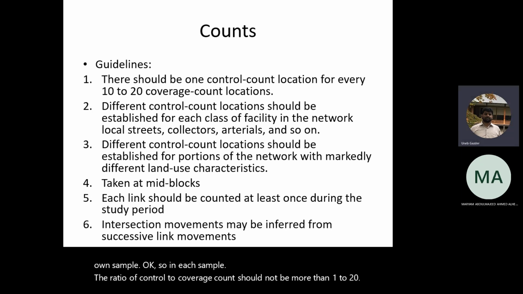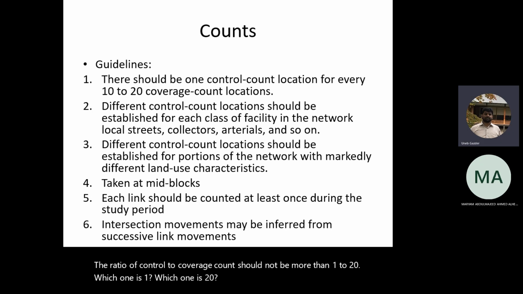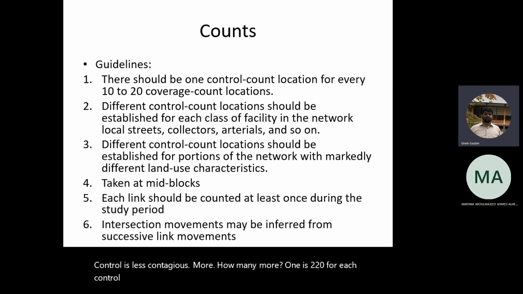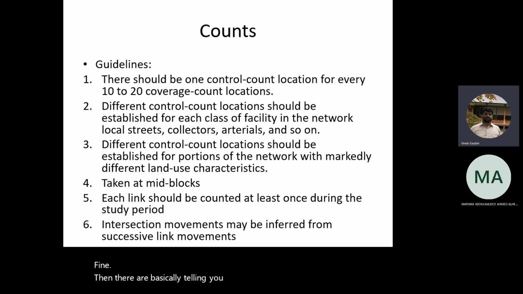So in each sample, the ratio of control to coverage count should not be more than 1:20. Which one is 1? Which one is 20? The control is 1 and the coverage is 20. Control is less, coverage is more. How many more? 1:20. For each control count, you can go up to 20 coverage counts. Got it? Then they are basically telling you about the sample.